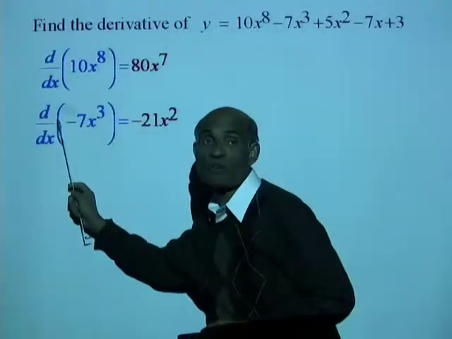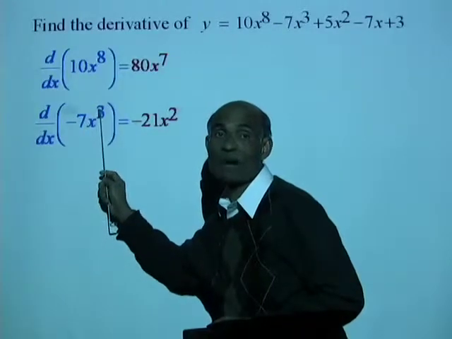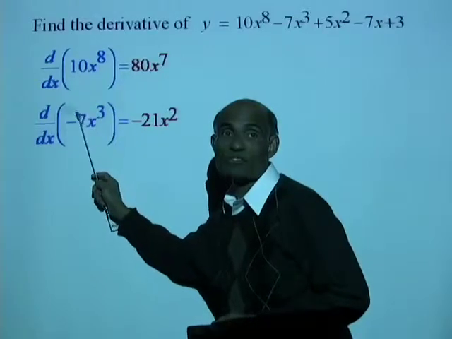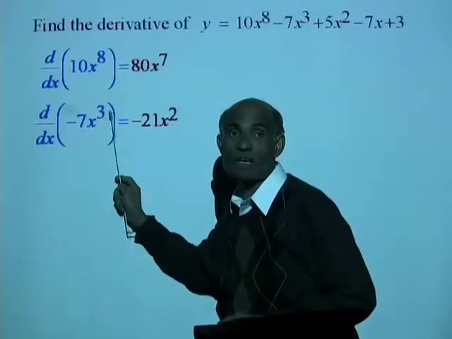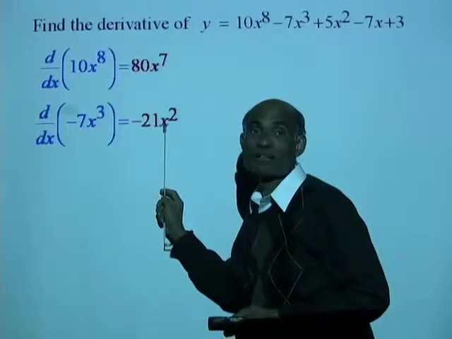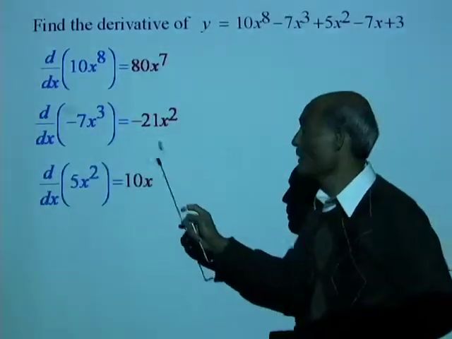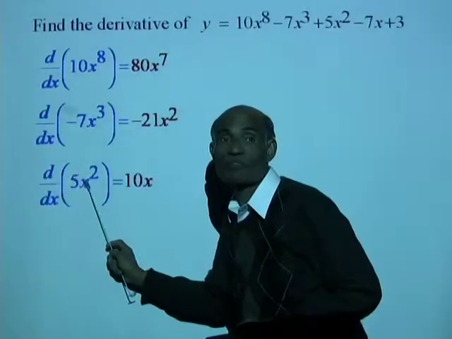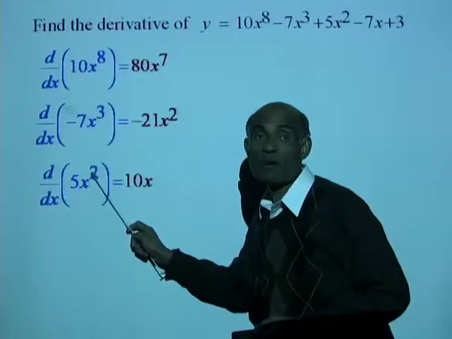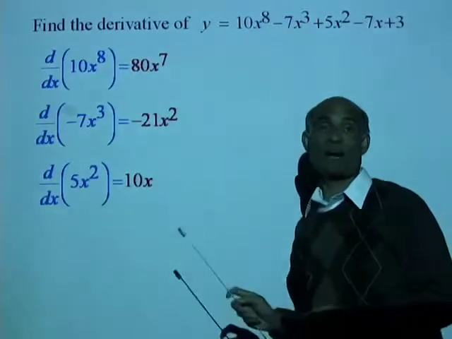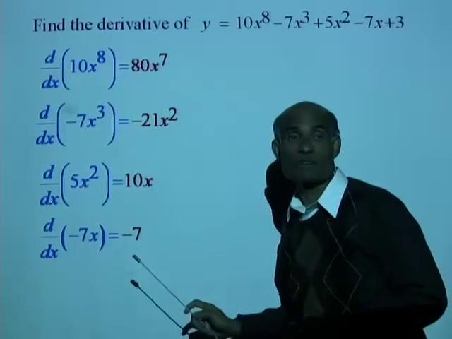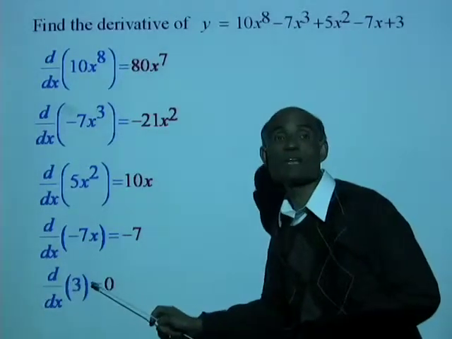Alright, what is the derivative of negative 7x to the power of 3? A is negative 7, n is 3, so it is negative 7 times 3, that is negative 21. X to the power 3 minus 1 is x squared. What is the derivative of 5x squared? Is 5 times 2 is 10, times x to the power of 2 minus 1 is x to the power of 1. And of course the derivative of negative 7x is negative 7. And the derivative of 3 is 0.